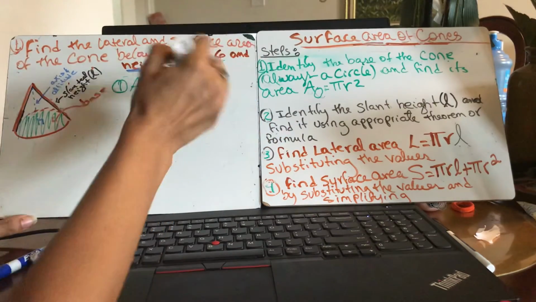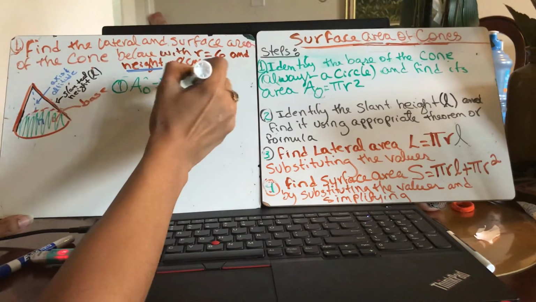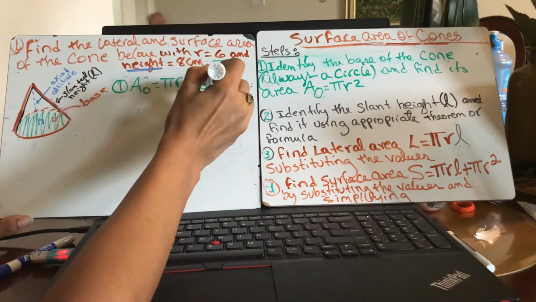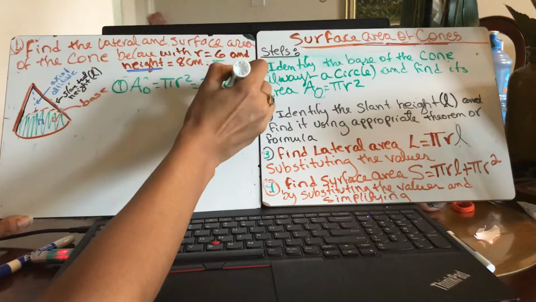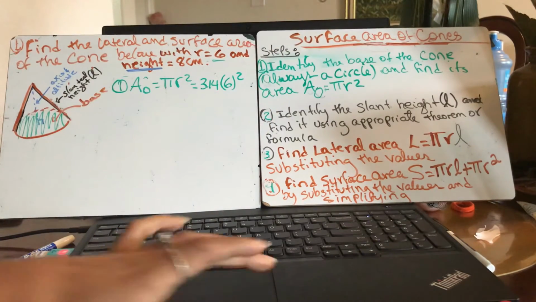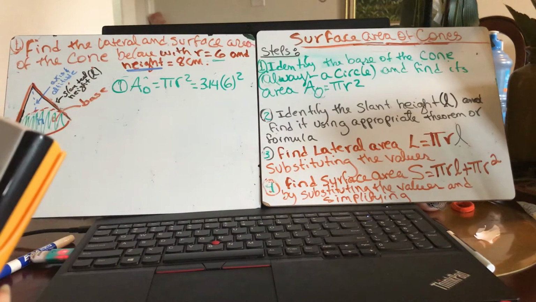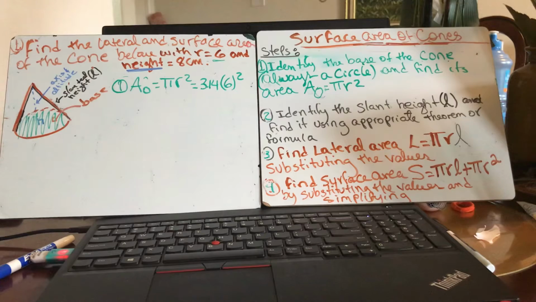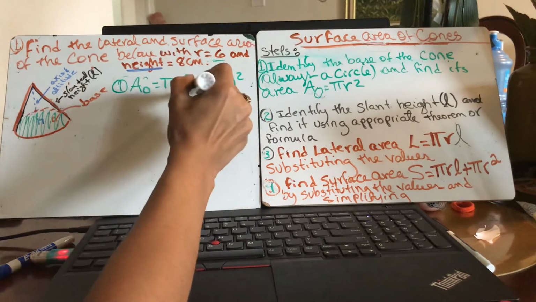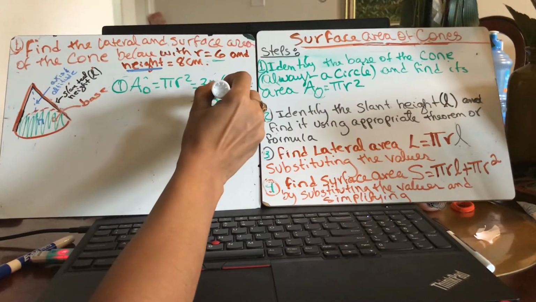And then we just go ahead and substitute the values that we have. We know that pi is 3.14, times the radius, 6 to the second power. And when we put that in the calculator or your phones, 6 times 6 is 36, times 3.14, or the other way around, this is 113.04.